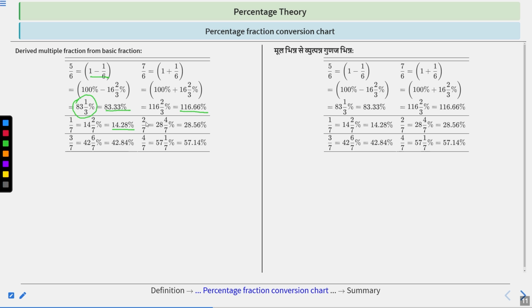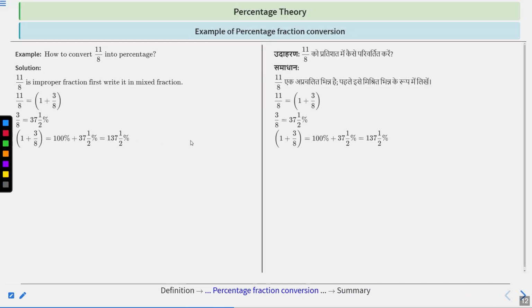So when we calculate 2 by 7, it will become 28.56%. 3 by 7, 42.84%. 4 by 7, it will be 57.14%. Okay. Now, we will see some questions, examples.